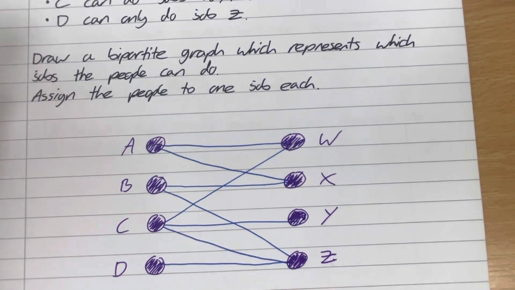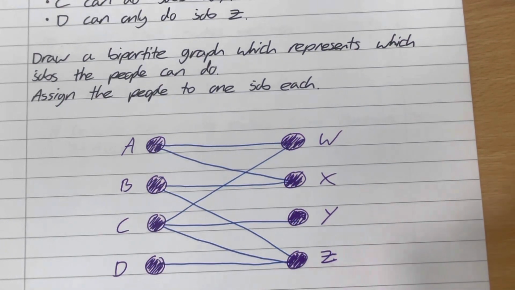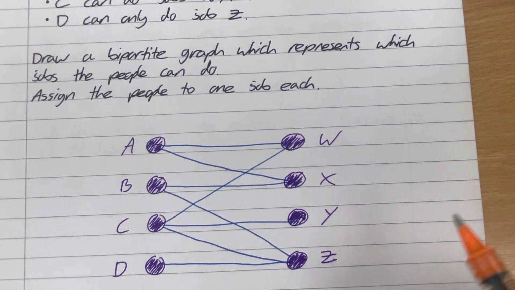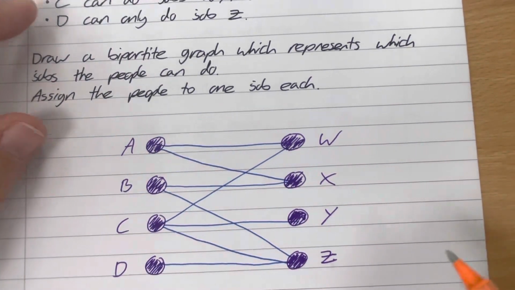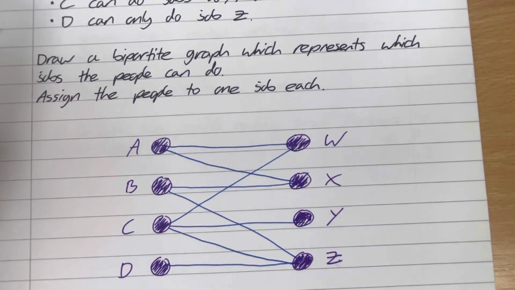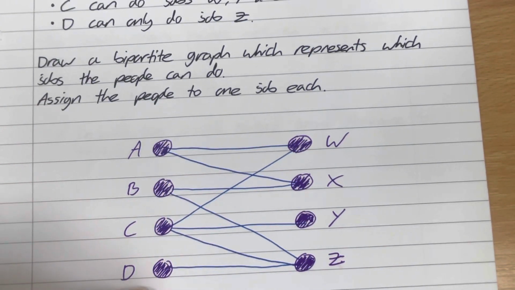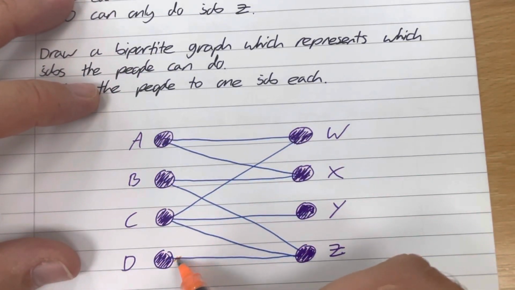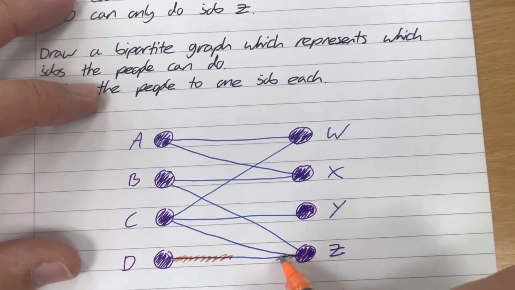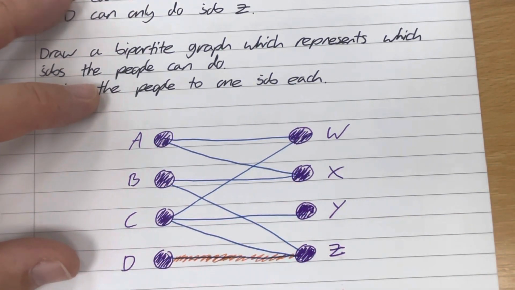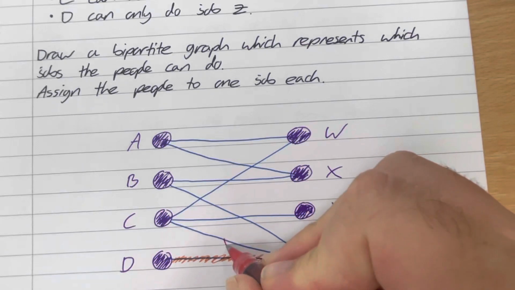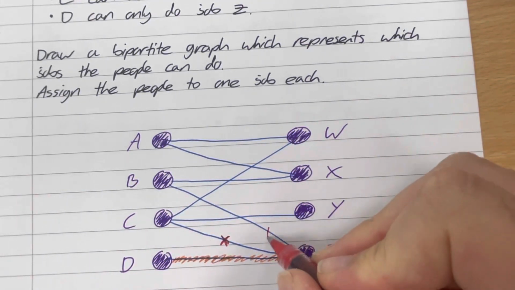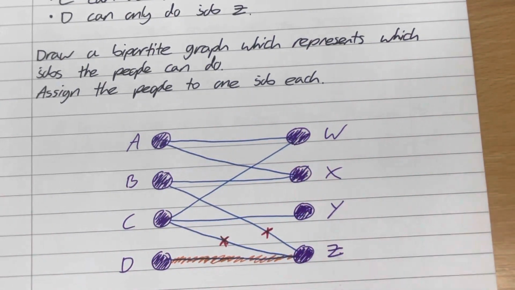The second part of the question, assign the people to 1 job each. Okay, so clearly I'm going to be choosing 4 arcs if there is a solution, because I'm going to choose 1 job per person. 1 person goes to 1 job. So it makes sense to start at person D because they can only do Z. So that means I'm choosing this arc, which then rejects this arc because I can't have C doing Z and B doing Z because D is doing Z.